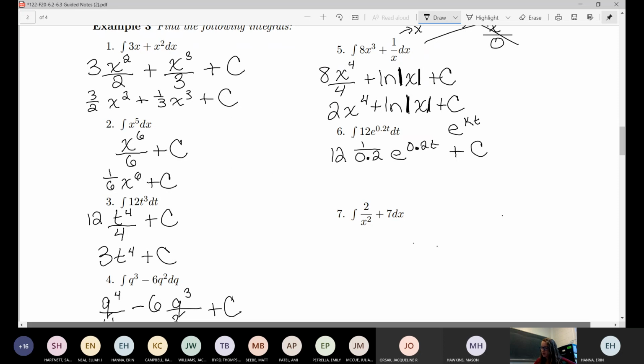12 times 1 over 0.2 is going to give you 60. So you can simplify that if you want to. Again, if you don't, it's not the end of the world. But since they're constants, I say go right ahead. And now we've got one more, but I'll pause in case there's a question.